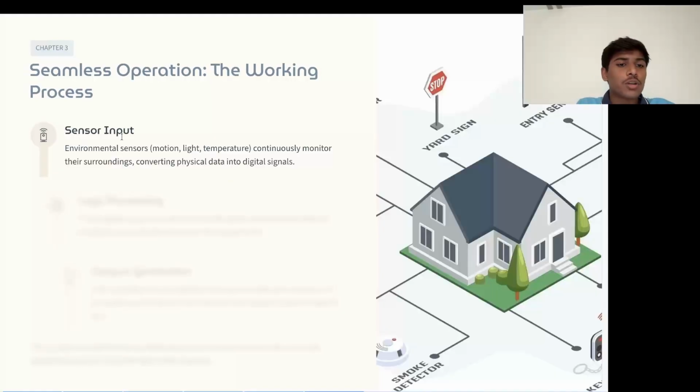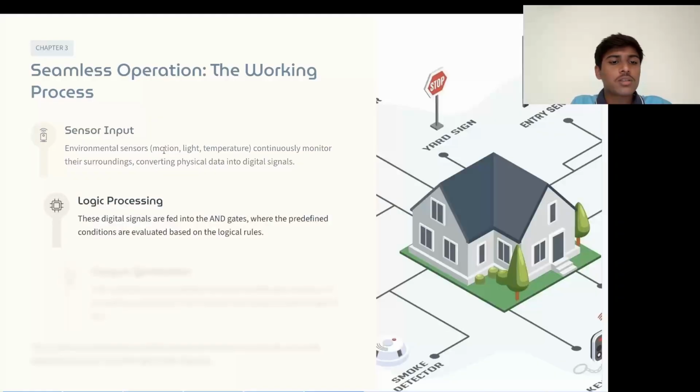Firstly, sensor input. Environmental sensors for motion, light and temperature continuously monitor their surroundings, converting physical data into digital signals. Our sensors continuously measure the temperature. They continuously check whether it is light, night or dark, and continuously monitor motion. If there is any movement, it will check and give output.